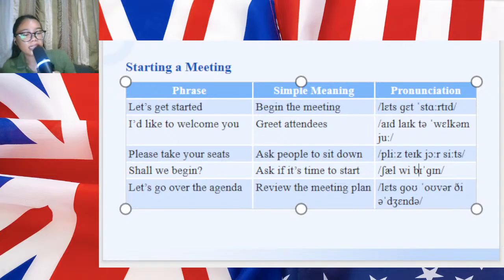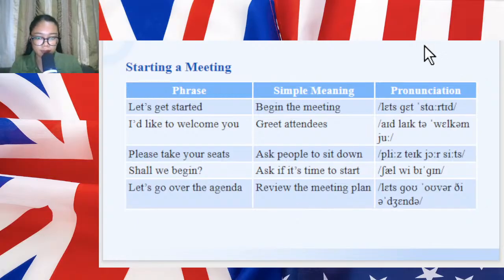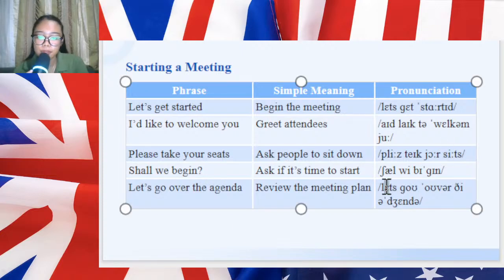You can follow it by displaying the agenda on a screen or distributing printed copies. This ensures that everyone is on the same page regarding the meeting's flow and objectives. All right. So let's go over the agenda. In most types of meetings, you use this when there's a structured agenda that has been created. You use this particular phrase when you want to ensure everyone understands the scope and sequence of the discussion, basically.